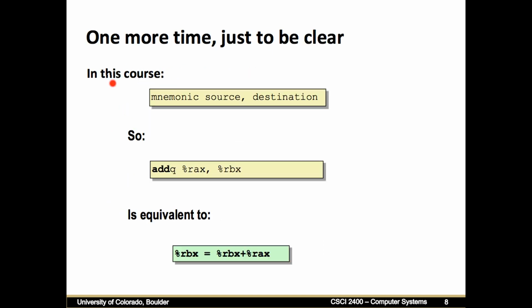So just to be clear, in this course, we're going to see the GAS or AT&T syntax, where it's a mnemonic, an instruction, and then a source and destination. So for example, here there's an instruction add, and then these are the names of two registers. And what this corresponds to is the register RBX, so this is left to right. RBX is assigned RBX plus RAX. So this basically means add this to that. Add RAX to RBX and leave it in RBX.